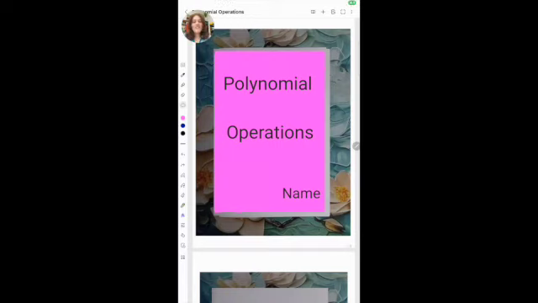Hello everybody. Today we're going to be looking at polynomial operations. We're going to do the notes for our booklet.